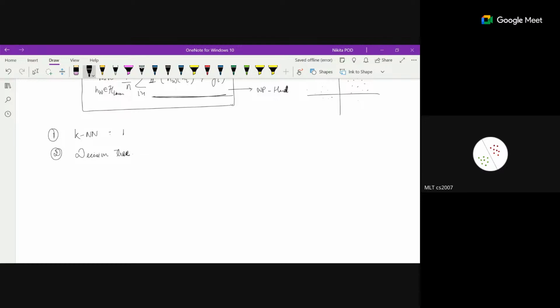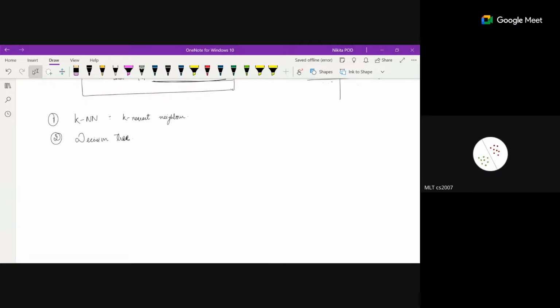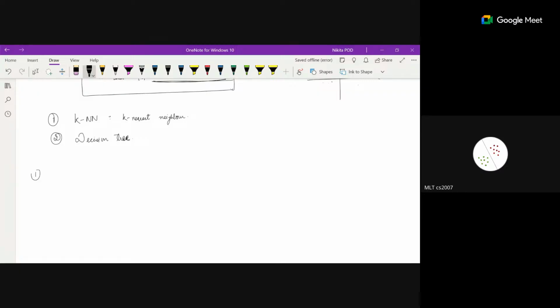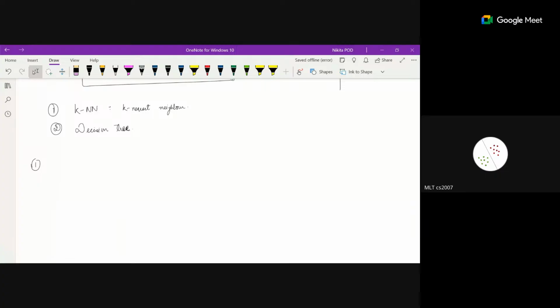What is the full form of KNN? It basically stands for K nearest neighbor. So in K nearest neighbor, let's say you have a bunch of data points.